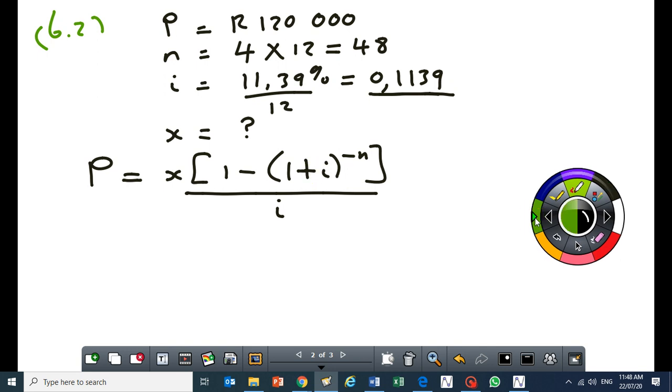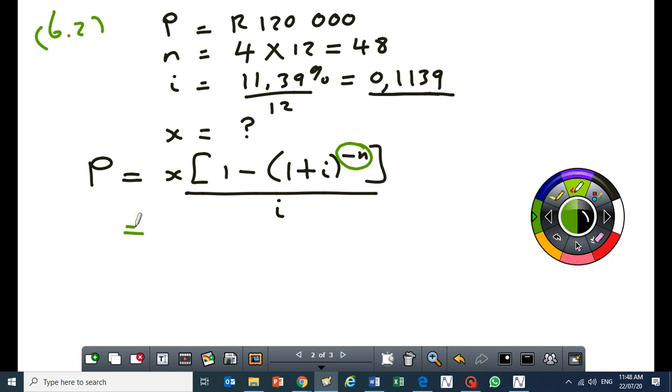And again, as I emphasized yesterday, make sure you are very careful of that minus n. Minus n does not mean that n is negative. N is never negative. That minus comes from the derivation of the formula for present value annuities, and I showed you yesterday where it comes from. So we substitute now.